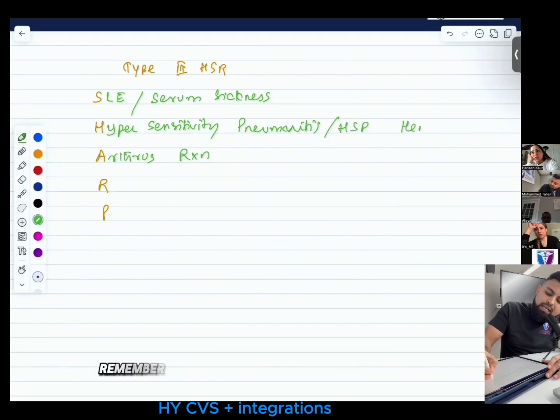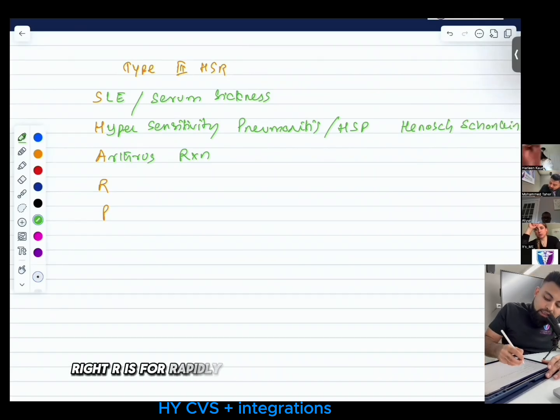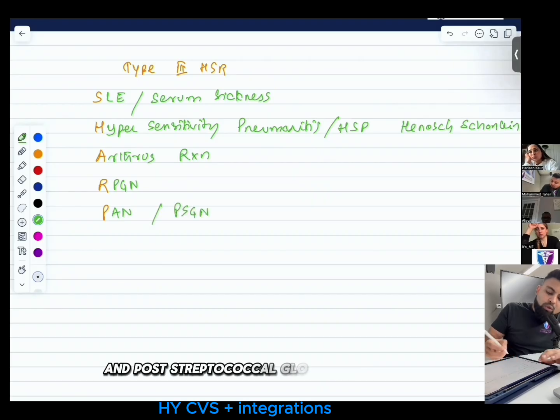Henoch-Schönlein purpura. Remember that? Non-thrombocytopenic purpura. One of the most common causes of vasculitis in children. Right? R is for rapidly progressive glomerulonephritis. P is polyarteritis nodosa and post-streptococcal glomerulonephritis.